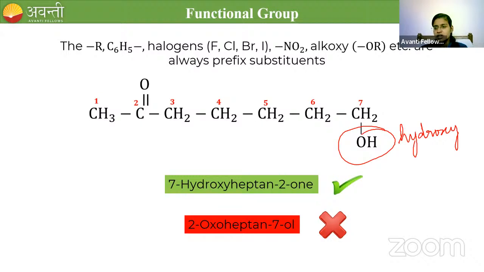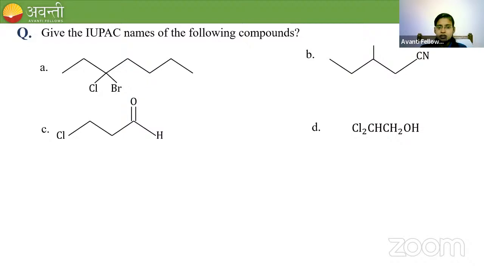I just want to give you one homework. So take down these questions. Give the IUPAC name of the following compounds. Try to find out the IUPAC name of these 4 compounds, and in the next class, we will discuss the names of these 4 compounds. So take this down as homework. Come up with the correct answer and in the next class we will discuss.